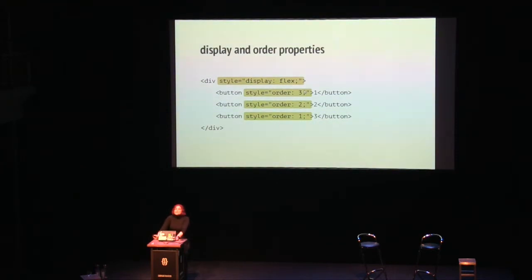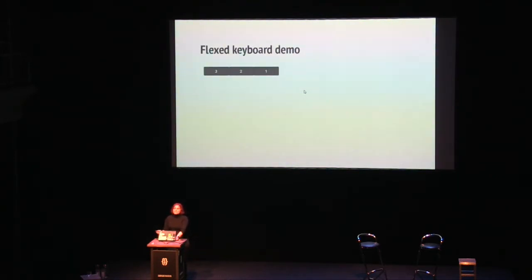We add in the FlexBox properties, so we stick in a display of flex on the container, and then we use the order property to start mucking around with the visual order of the 3 buttons. And we'll just do something pretty simple. We'll put them in reverse order. So in the DOM, they're still 1, 2, 3. Visually, they are going to be 3, 2, 1. And pretty much, you can see this coming, the inevitable happens.